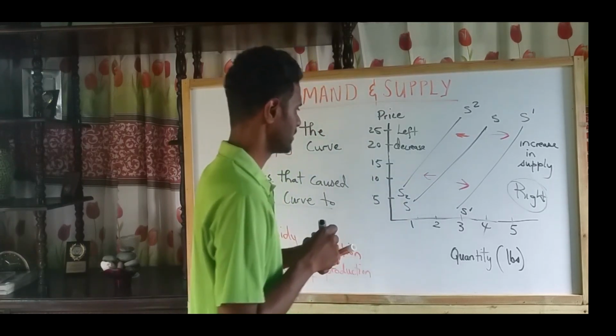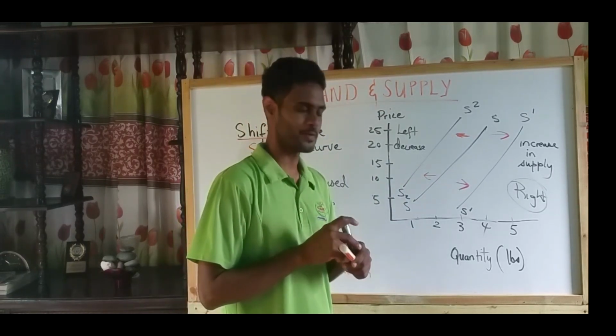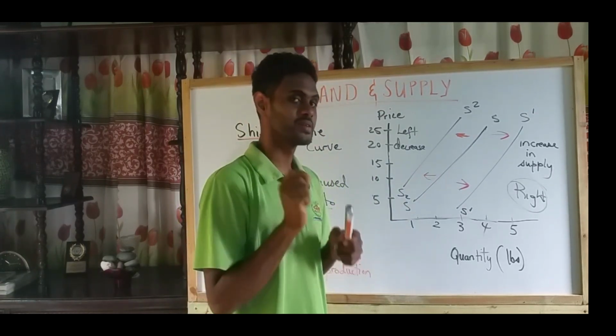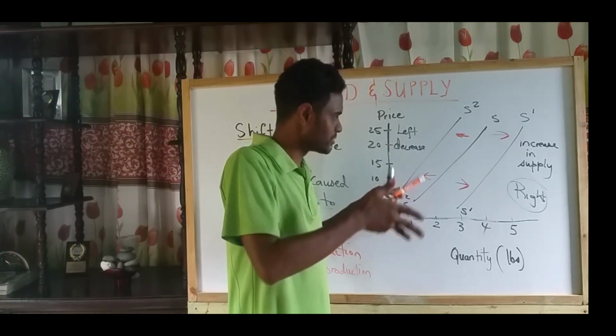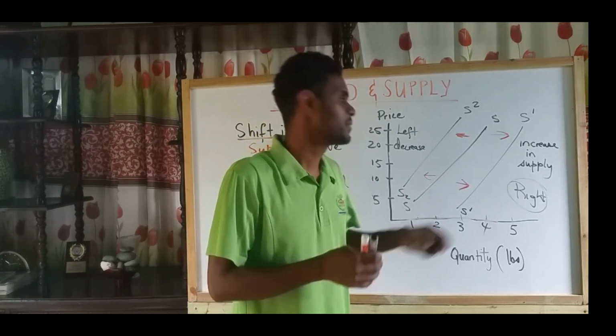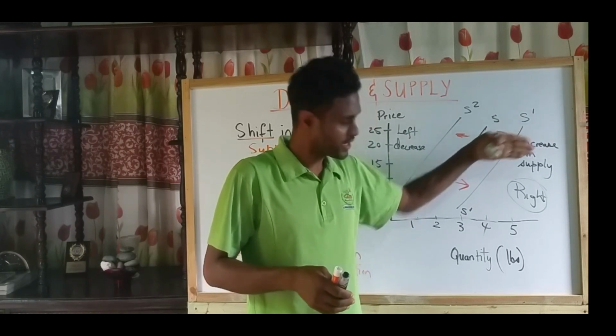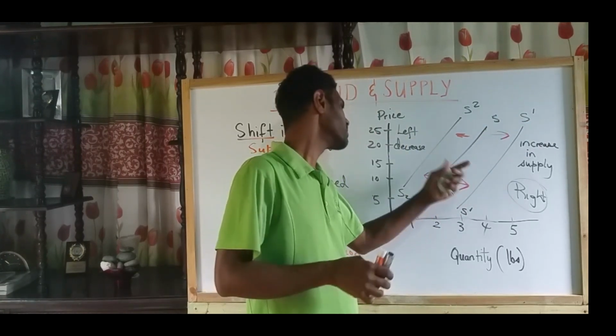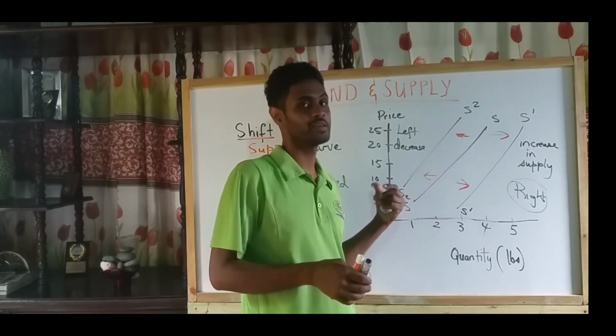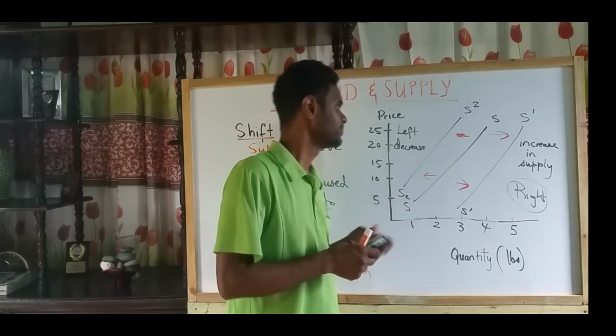Supply curve, you actually have a decrease in supply. And I'm going to illustrate using examples, showing you on the graph that when the curve moves to the right, there's an increase in supply. When it moves to the left, there's a decrease in supply. So I'm going to show you that example.